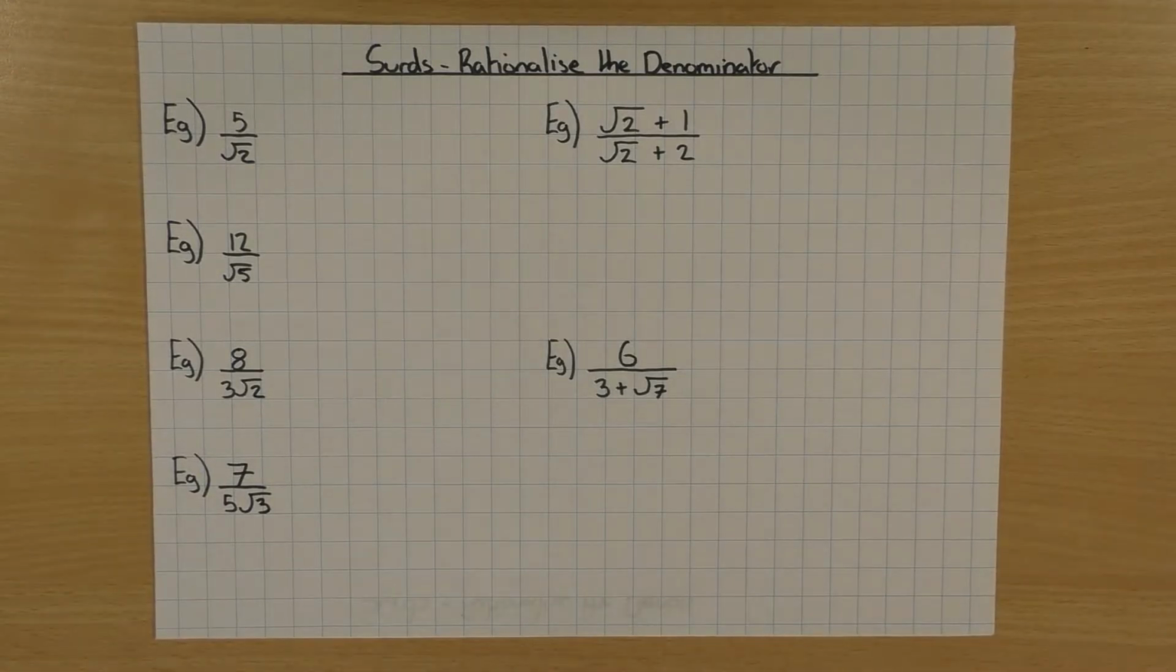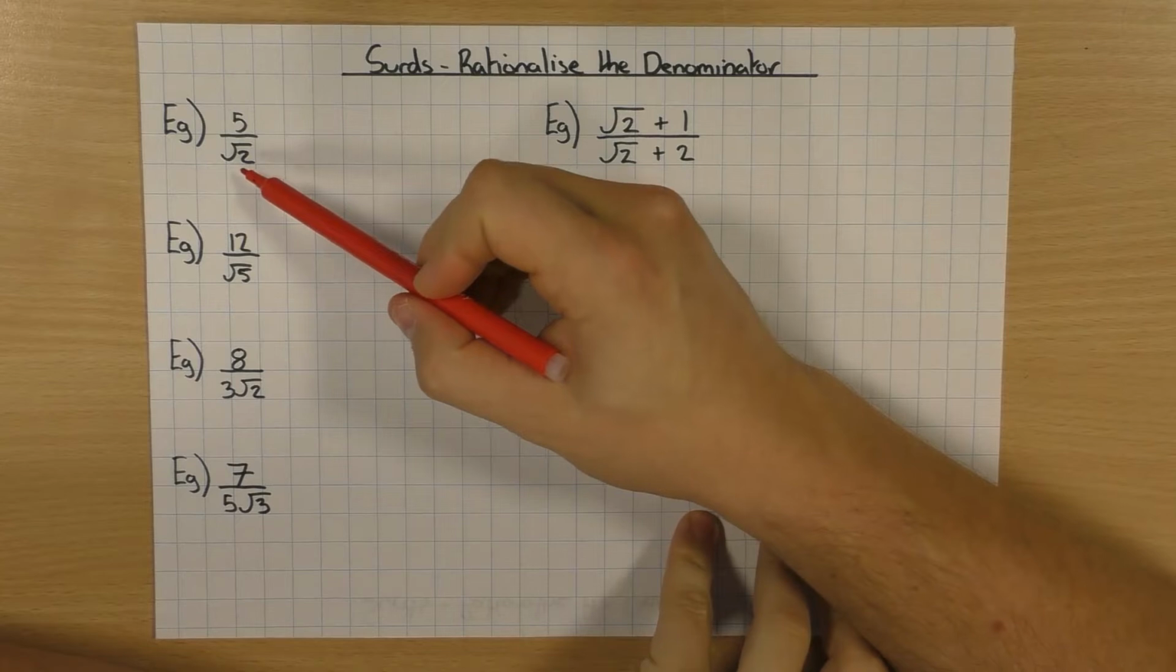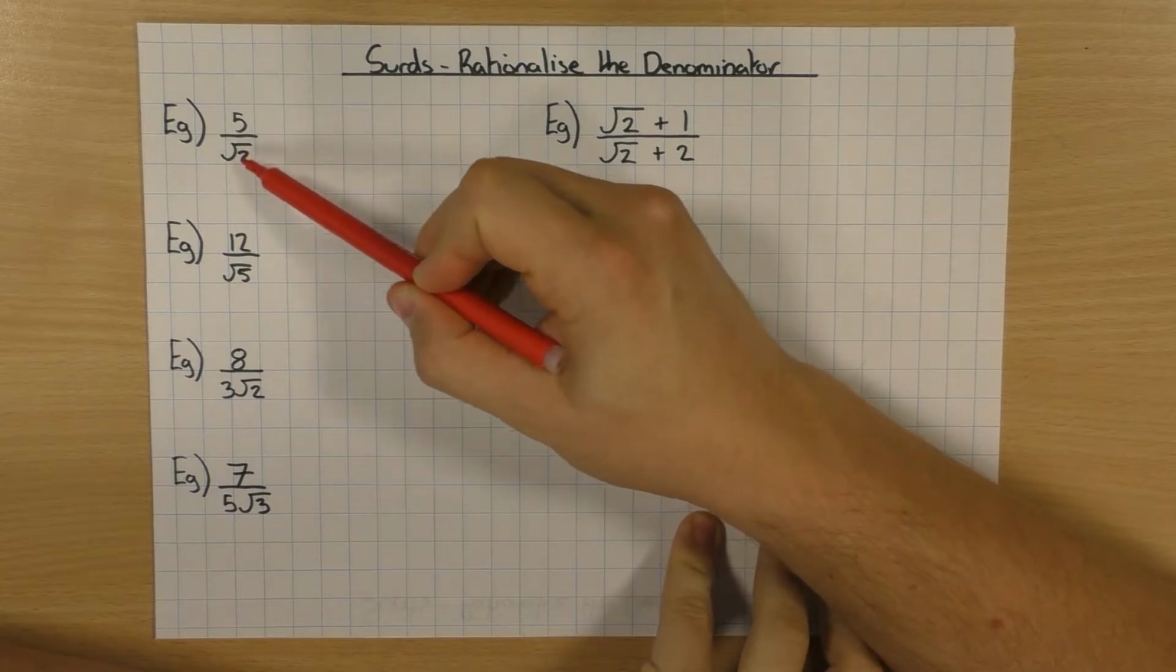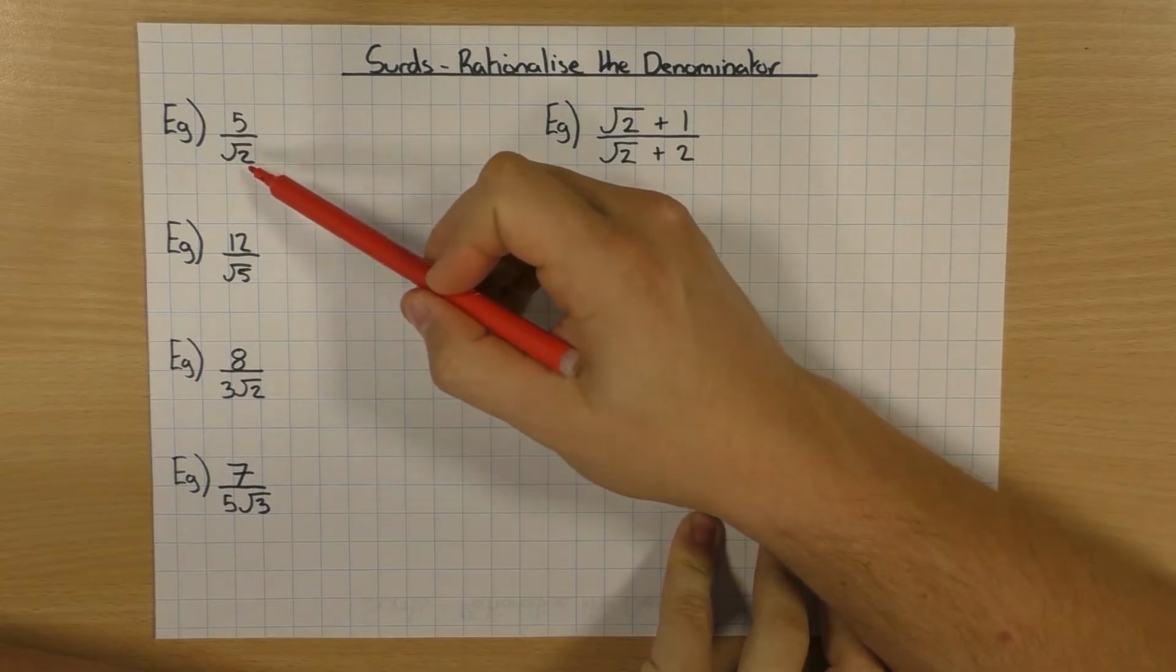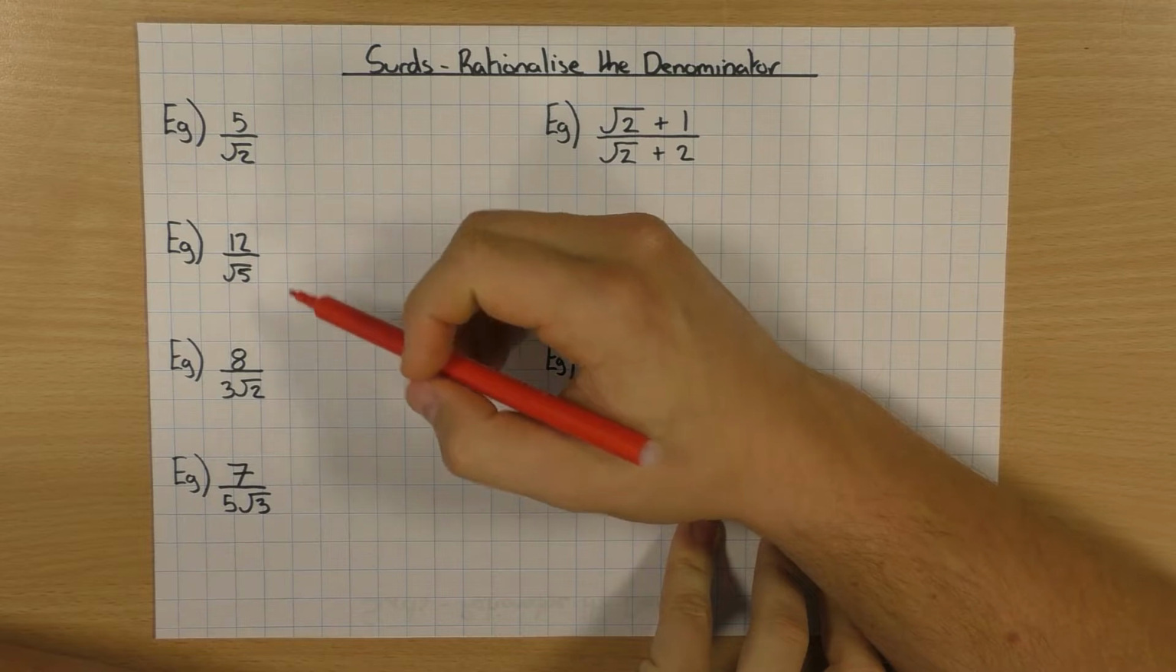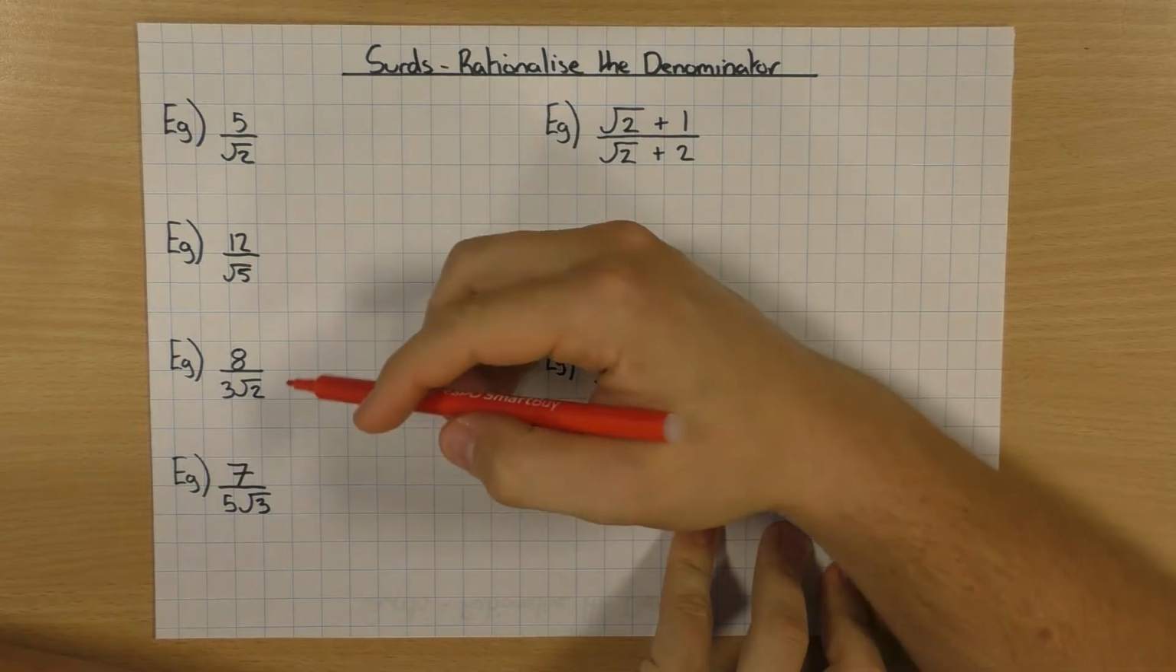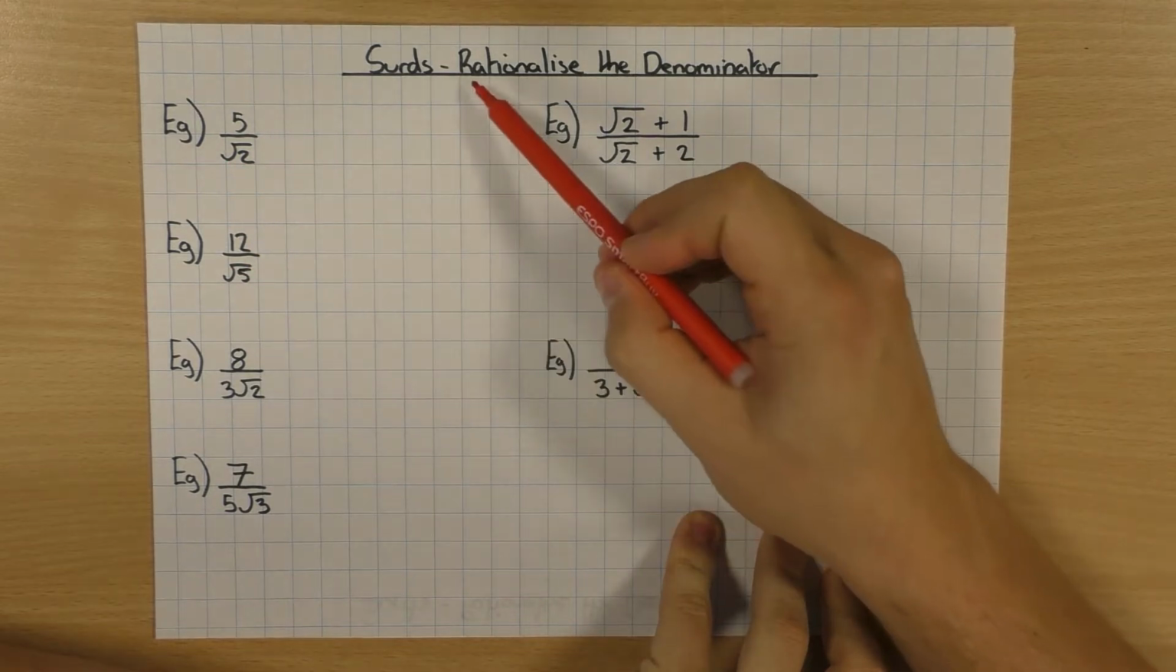Hi guys, in this video we're going to have a look at how we rationalise the denominator when the denominator is a surd. If you haven't seen my other surd video, make sure you give it a look. But essentially, a surd is a square root where the answer is an irrational number, basically not a whole number, so it has decimal places. And what we want to do is rationalise it.